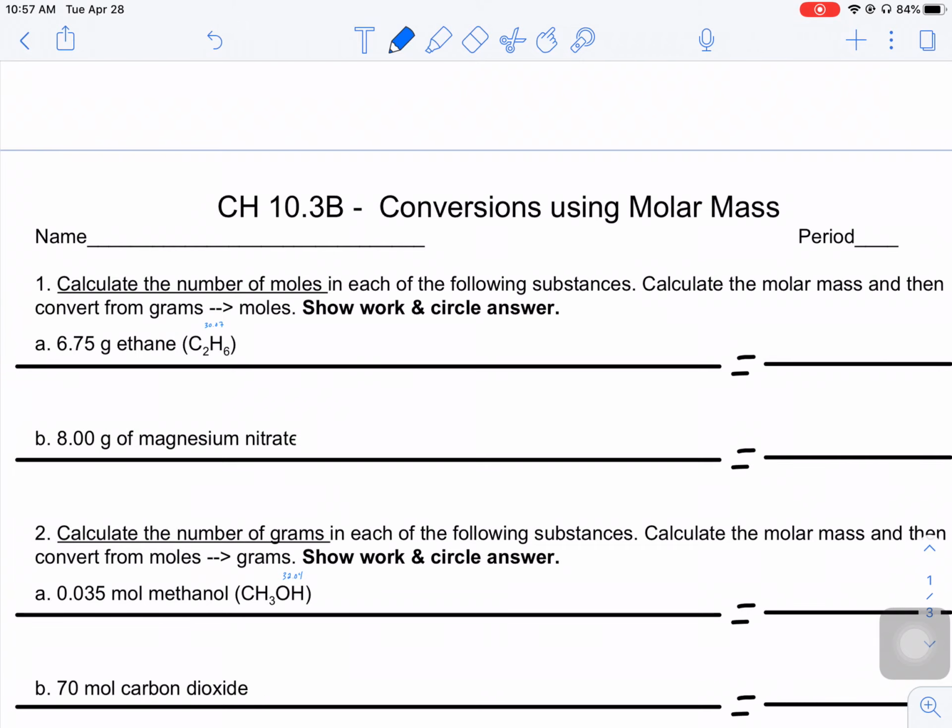Hey guys, I decided to make a second video for the homework assignment, so I thought this might be a little bit easier. Okay, so in problem number one, we want to go from grams to moles, and in order to do that, we need the molar mass.